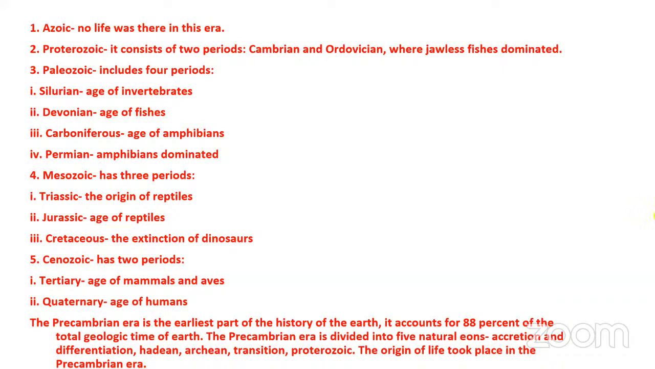Azoic: no life was there in this era. Proterozoic consists of two periods, Cambrian and Ordovician, where jawless fishes dominated. Paleozoic, including four periods, Silurian, age of invertebrates, Devonian, age of fishes, Carboniferous, age of amphibians. Then after that, we have Permian, amphibians dominated.